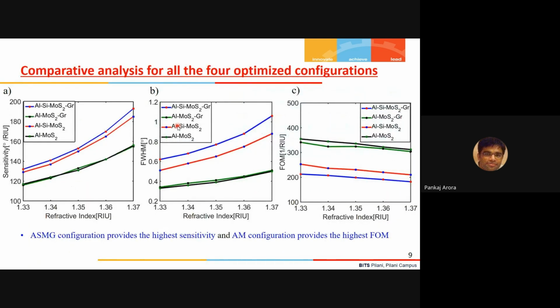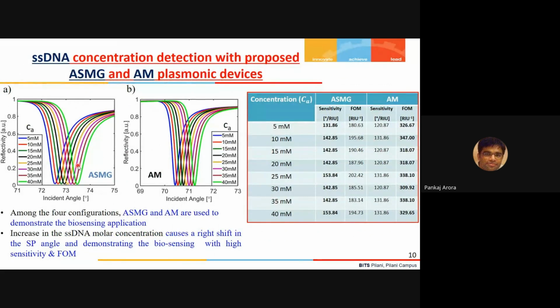Then to compare all the 4 configurations in terms of sensitivity, FWHM and FOM, we plotted and found that the blue curve, with respect to ASMG: if I'm going with the higher sensitivity point of view, ASMG is the best option. If I'm going with the figure of merit point of view, because the MoS2 is giving the narrow line width, AM is the best option. So with these 2 configurations, ASMG and AM, we try to measure different concentrations of DNA. With different concentrations, you could clearly see there's a shift in the surface plasmon angle. So that is the second task.